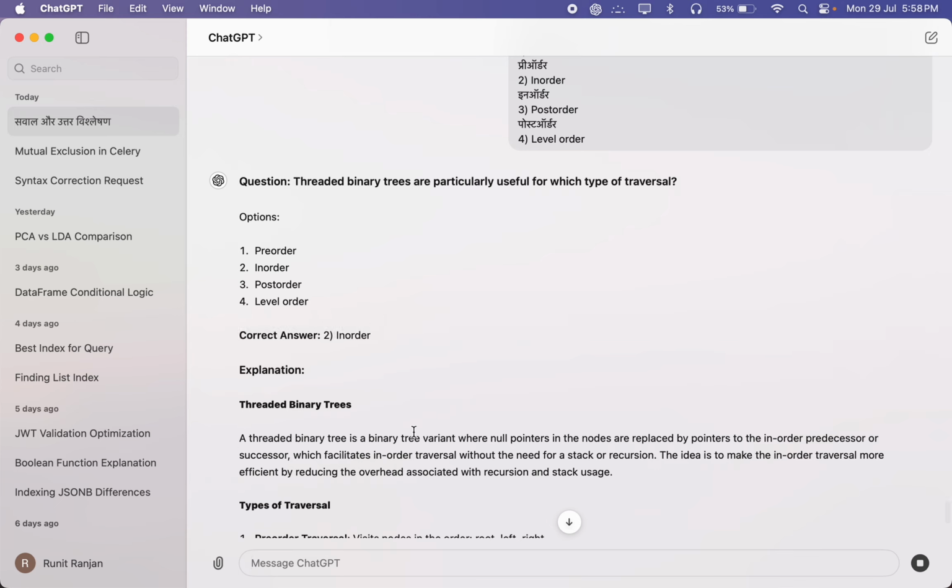A threaded binary tree is a binary tree variant where null pointers in the nodes are replaced by the pointers to the in-order predecessor or successor, which facilitates in-order traversal without the need for a stack or recursion. The idea is to make the in-order traversal more efficient by reducing the overhead associated with recursion and stack usage.